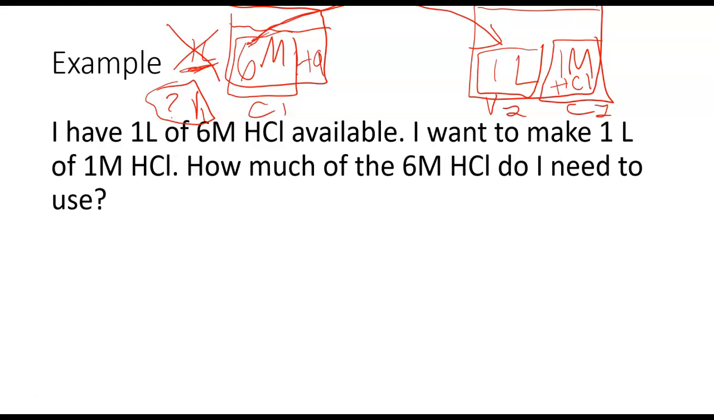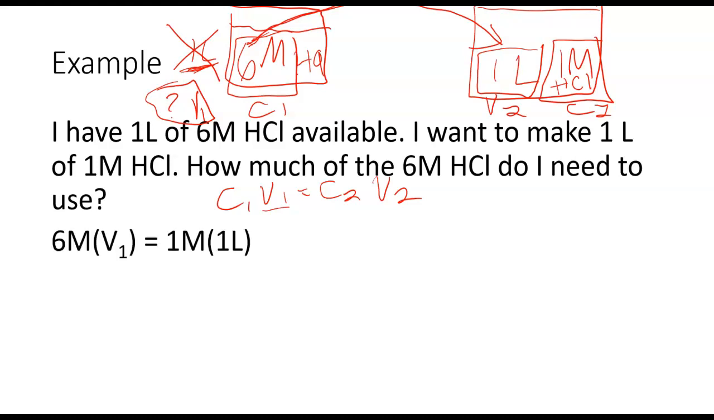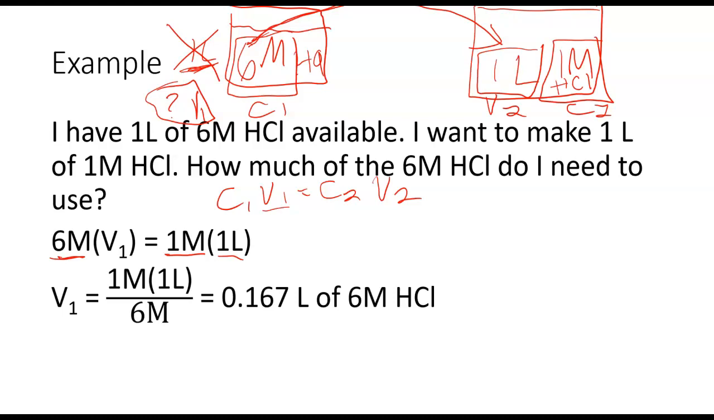There are 2 ways I could do this. I can rearrange my equation, C1V1 equals C2V2, to solve for V1, or I could plug in numbers and solve for V1. Either way, you'll get the same value. So I'm just going to plug in the numbers. I have 6 molar as my concentration, so C1. My V1 is what I'm solving for, so I don't know what that is. I have 1 molar and 1 liter for my final. I can solve for V1, divide both sides by 6 molar, and I get around 0.167 liters of 6 molar HCl.